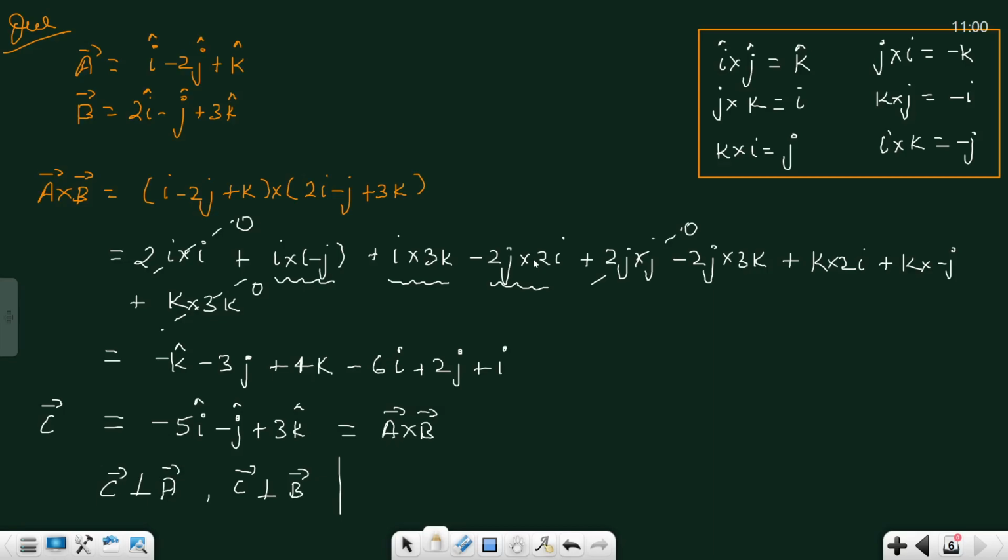I know this is a very long method. We will take another method, the determinant method. It will reduce the time, and we will apply the cross product using that method only, because the chances of getting an error using this method are very high. It is a very time-consuming method, so you just need to go with the determinant method. So this is the answer. Clear?